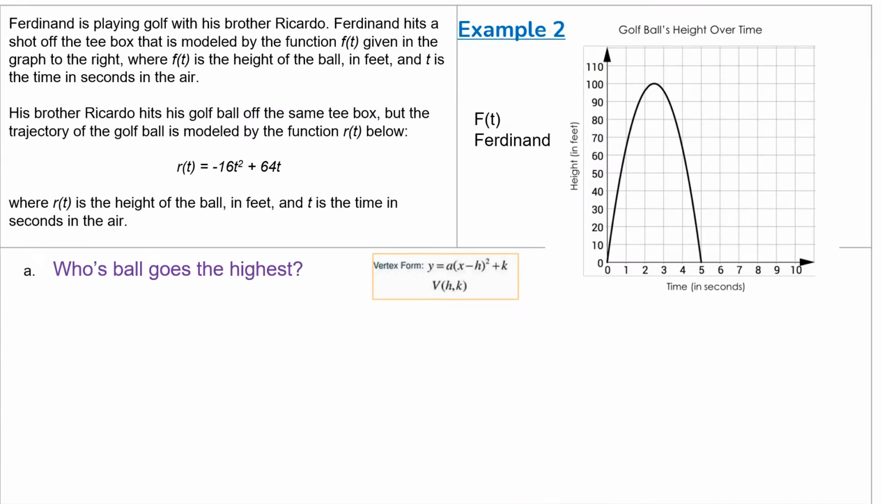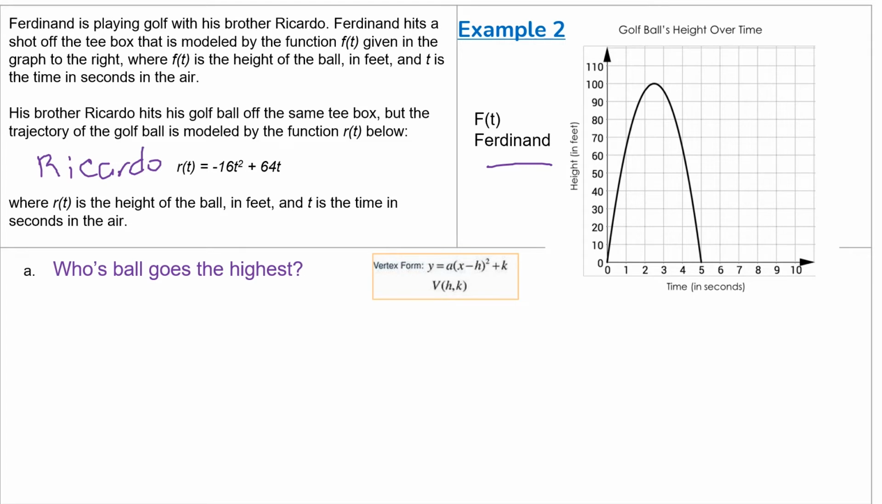This example here says, Ferdinand is playing golf with his brother Ricardo. Ferdinand hits a shot off the tee box that is modeled by the function f(t), given in the graph to the right. And so this would be Ferdinand, where f(t) is the height of the ball in feet, and t is the time in seconds in the air. His brother Ricardo hits his ball off the same tee box, but the trajectory of the golf ball is modeled by the function r(t) below. So this is Ricardo, where r(t) is the height of the ball in feet, and t is the time in seconds in the air.